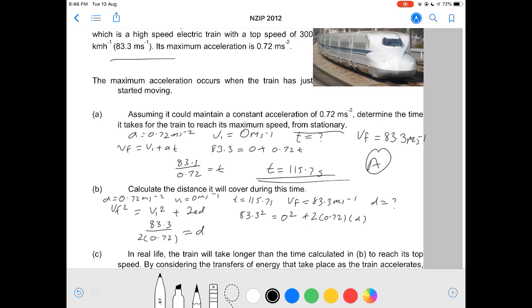And once again, if you plug into your calculator, your distance should be coming out to be 4,820 meters. It should come out to be 4,820 meters.